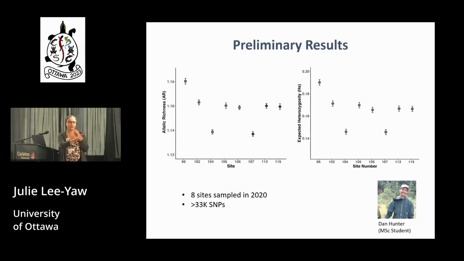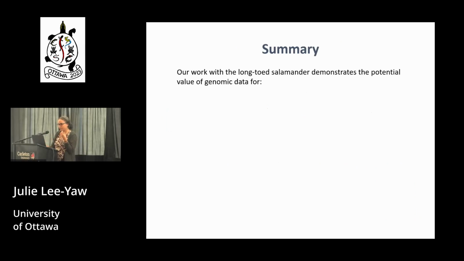And so I'm showing you allelic richness and expected heterozygosity. And all I want to point out is that the populations really differ with respect to the levels of genetic diversity. Okay, and so that's kind of giving us an initial insight on how we might prioritize different sites for release, but we have many more sites to look at.